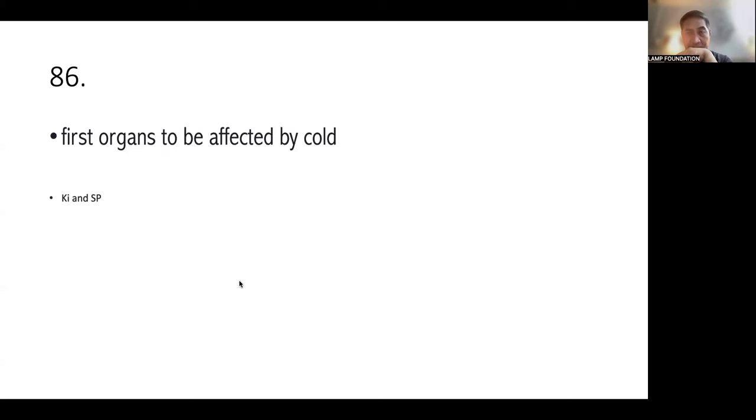Kidney and spleen. Malayo pala siya. Kidney and spleen. Cold yan. Matapang si cold. Okay, cold blank blood. Anong ginagawa niya sa blood? Congeals. Yes, very good. How does cold cause blood stasis? Since cold congeals blood, that's how it causes blood stasis.